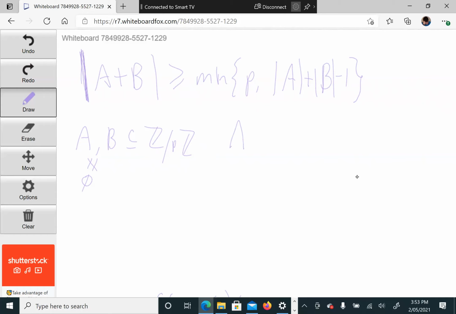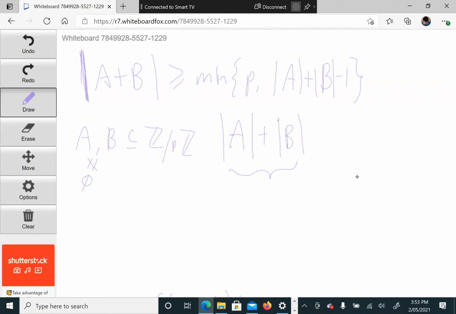because A plus B is still inside B. It can't have more than P elements. A plus B? This can't have more than P elements? Because it's still in mod P. Oh, no, wait. I'm confused. Oh, yeah, the thing on the left, yeah, it is. The thing on the left can't have more than P elements, right?